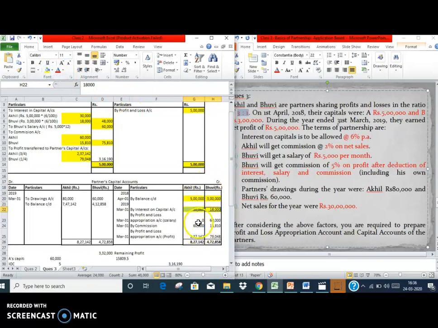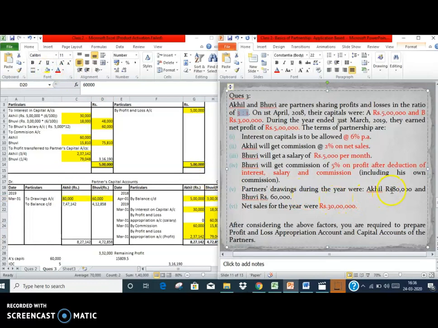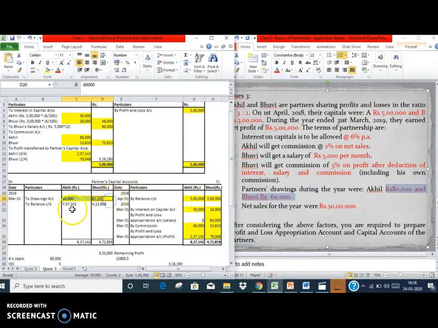What next? The salary which Bhuvi is getting, so this is an income for that. Commission, again that is an income. What else? Are they paying anything? The profit, that is also an income for them. Now, drawings is something which is a loss for them, and it is already given in the question that the partners are withdrawing rupees 80,000 and 60,000. So this, and these are the remaining balances.